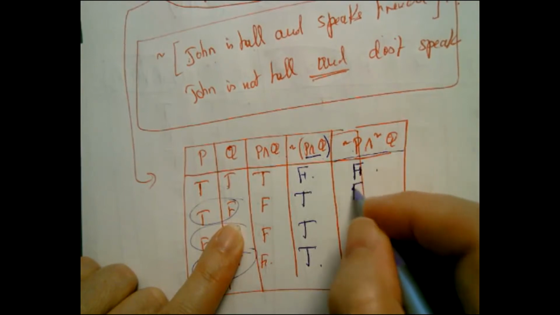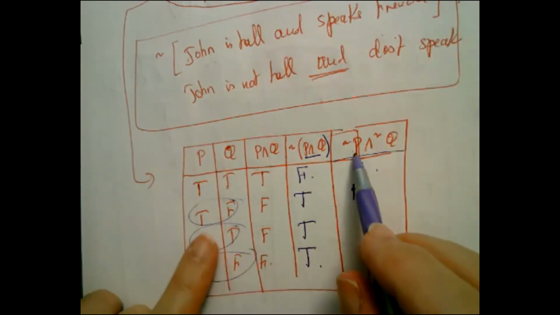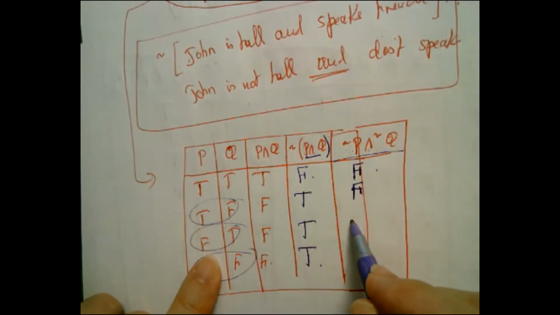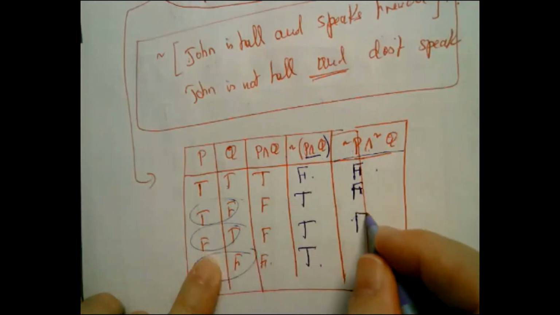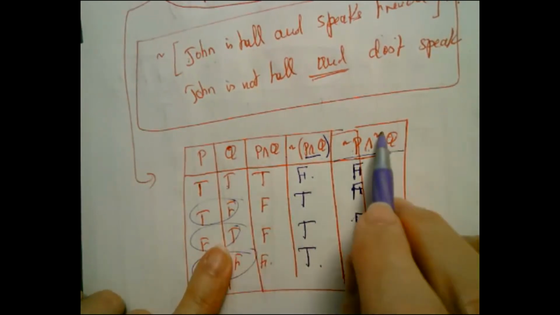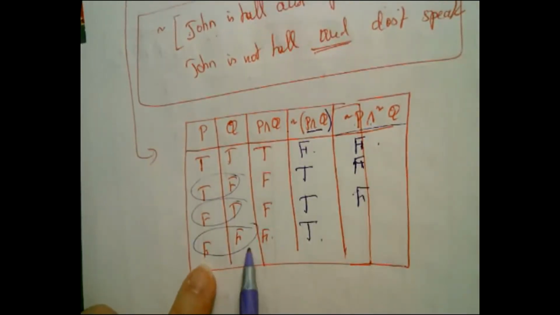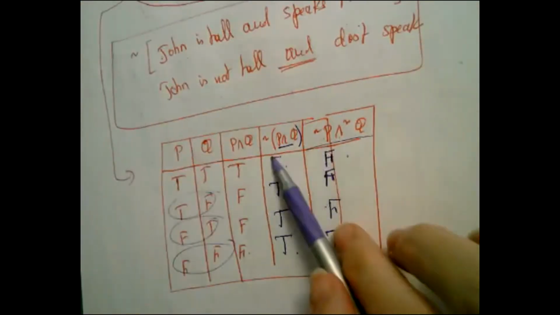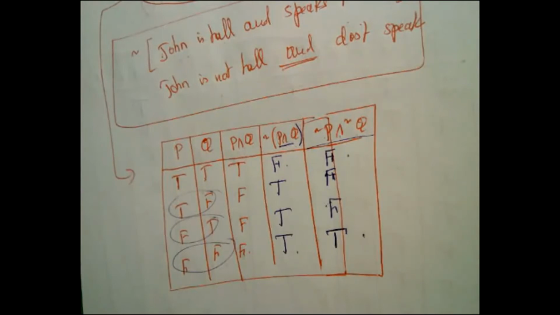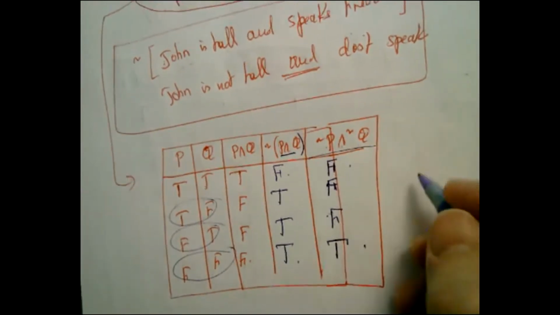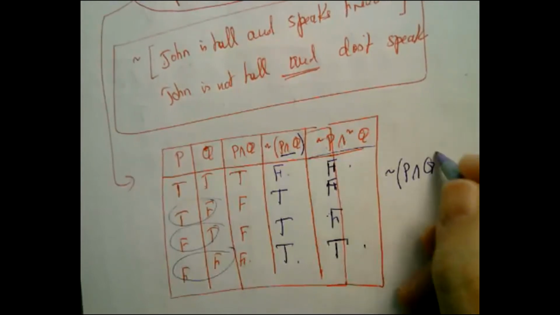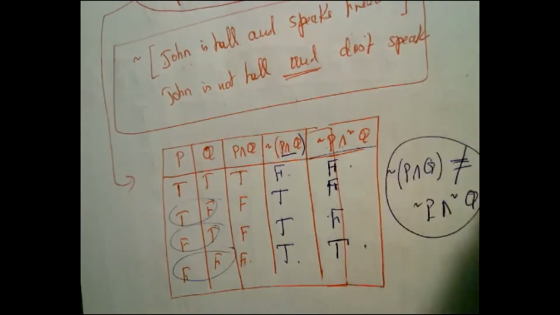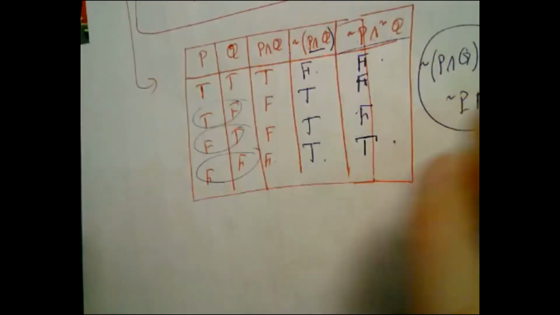False, false, true. False, false. Because non-P is false, so I don't care. The "and" is false. What about here? False. Because Q is true, non-Q is immediately false. And what about here? True. Are those two the same? No, they're not. Absolutely not. So the negation of P and Q is definitely not the negation of P and the negation of Q. All right, now we'll talk about what it is.